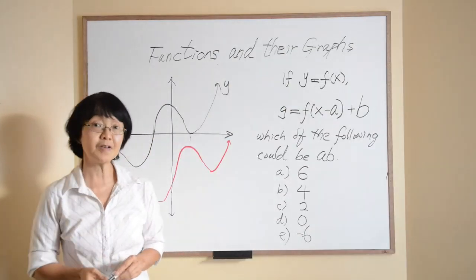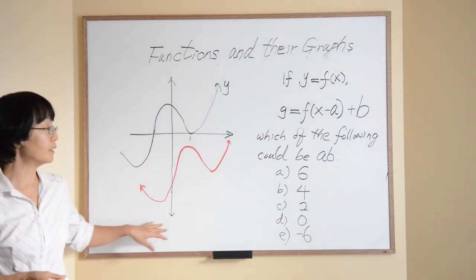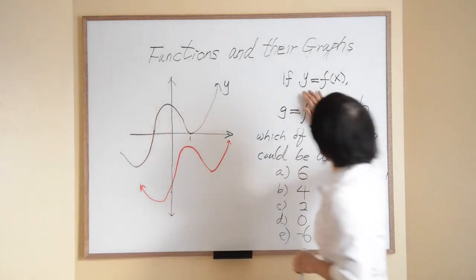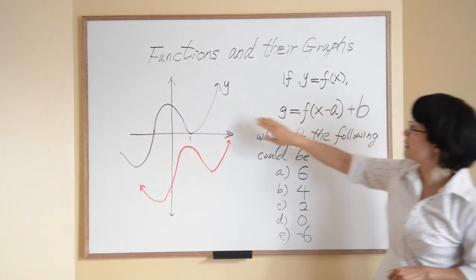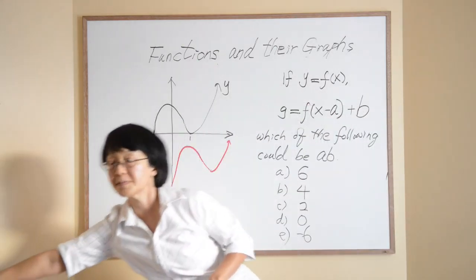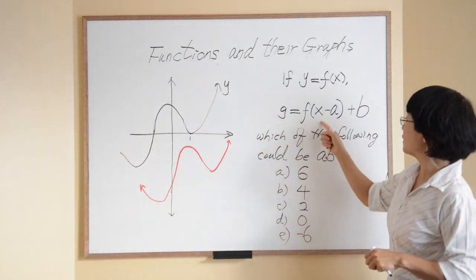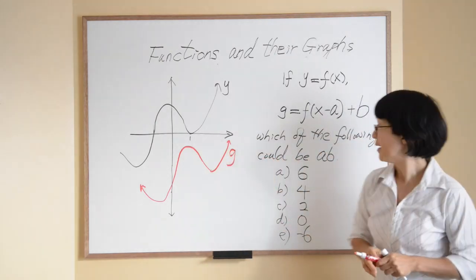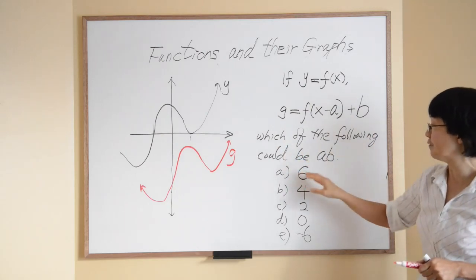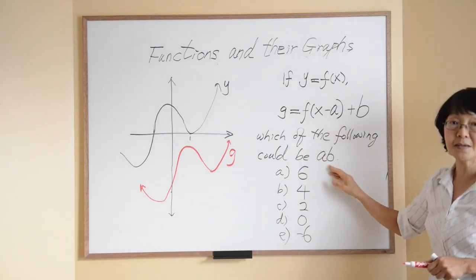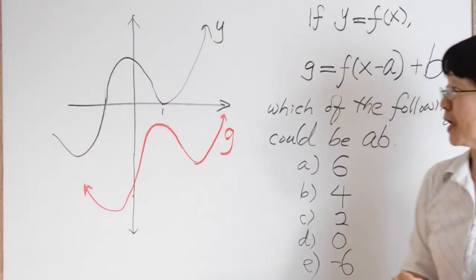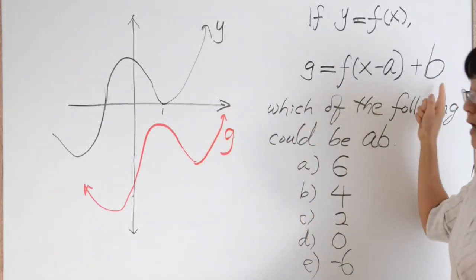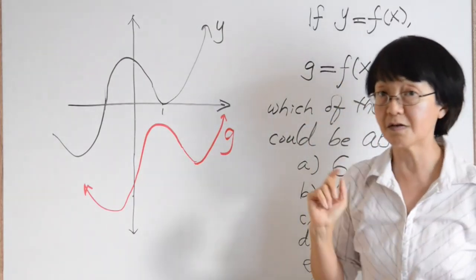Okay. I have here another example, a very typical kind of SAT question. Say your y is defined by this graph here, and your g is defined by that, which is this graph here, g. Which of the following values could be a multiplied by b? So right away, you need to identify what kind of shift. So what is the value of a and b? It's not hard, it's pretty easy once you get it.